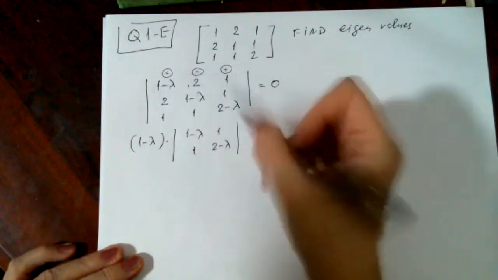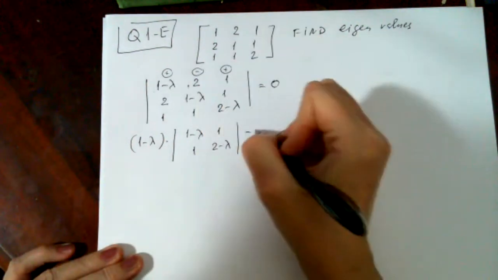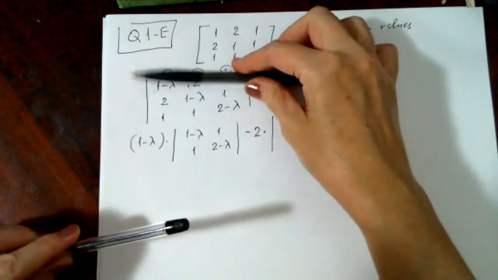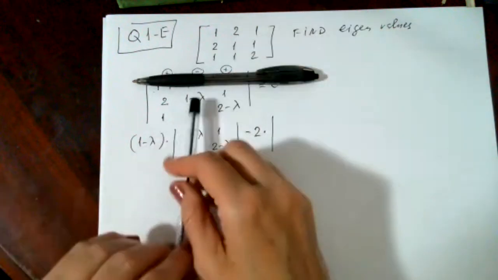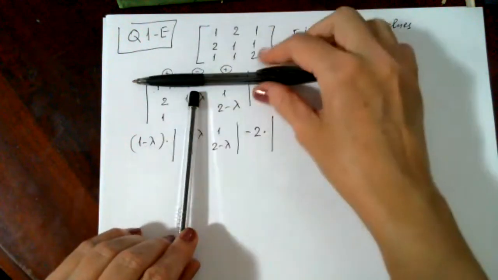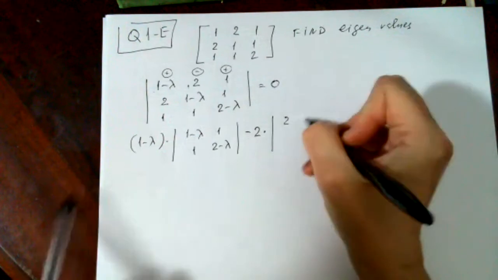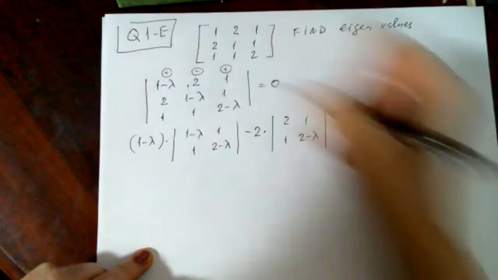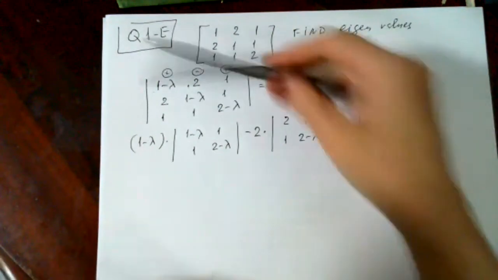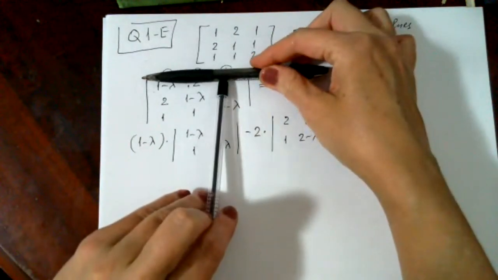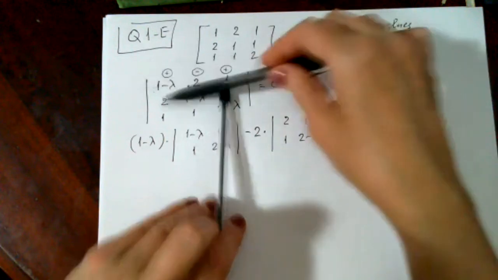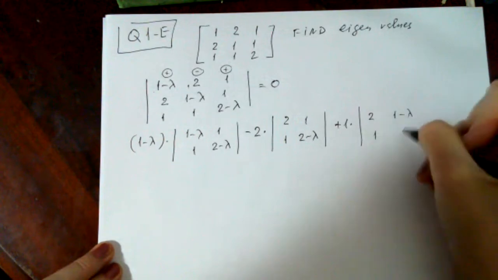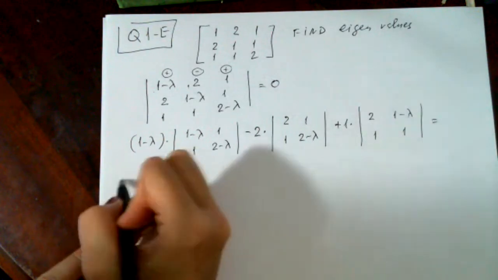Okay, so the next element in this first row is 2, but it has a minus sign associated with it. So minus 2 times what? We are crossing out the first row again, but this time it's going to be the second column. So we are left with this matrix. You can see it, of course. So 2, 1, 1, 2 minus lambda. Okay, and the last element is plus 1 in the first row. We are crossing out the first row and the third column, and we have this matrix. So 2, 1 minus lambda, 1, 1 is equal to 0, but I'm going to rewrite it.